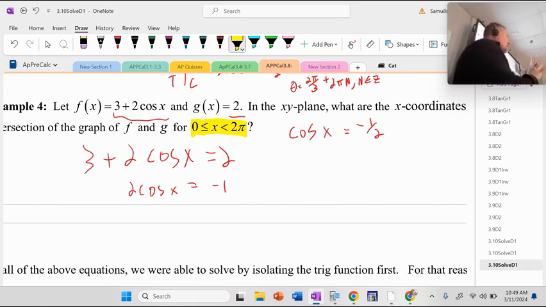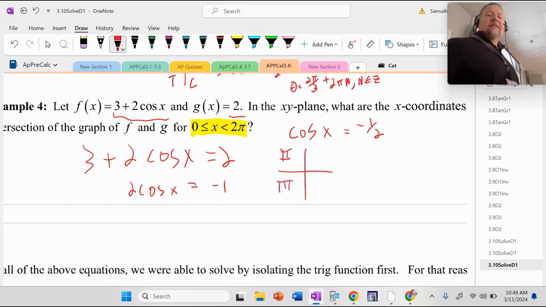Where's cosine negative? What quadrants? Same questions we had before. 2 and 3. So I need the 2 and the 3 answer. And that's it. I'm done. Cosine of who is a half? Is it pi over 6 or pi over 3? 3, 2, 1, go. It is pi over 3 because sine of pi over 6 is a half. So cosine of pi over 3 is a half.